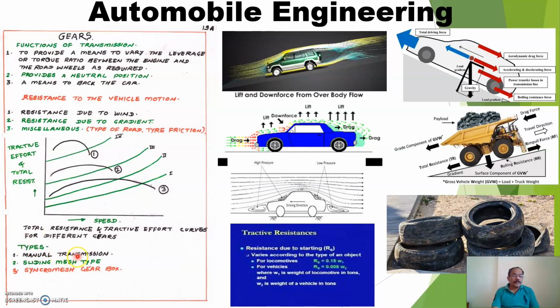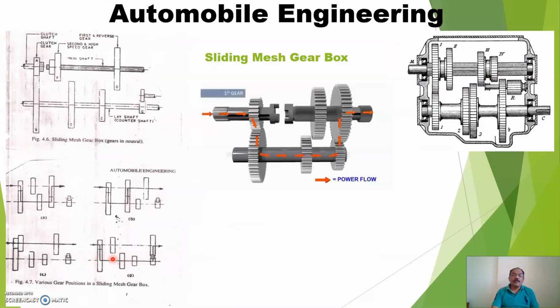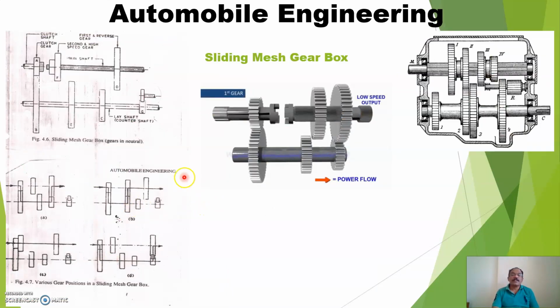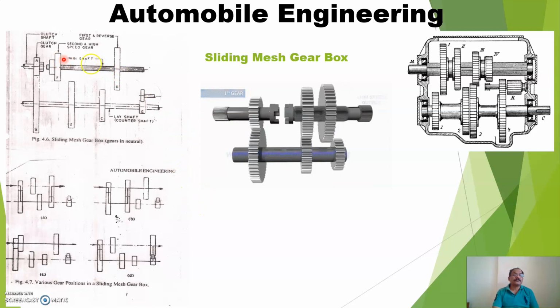Now what are the types of transmission? Manual transmission, sliding mesh type and synchro mesh type. These are the three main types of transmissions available right now. Now, manual transmission means it is a simple transmission wherein we are sliding the gears.